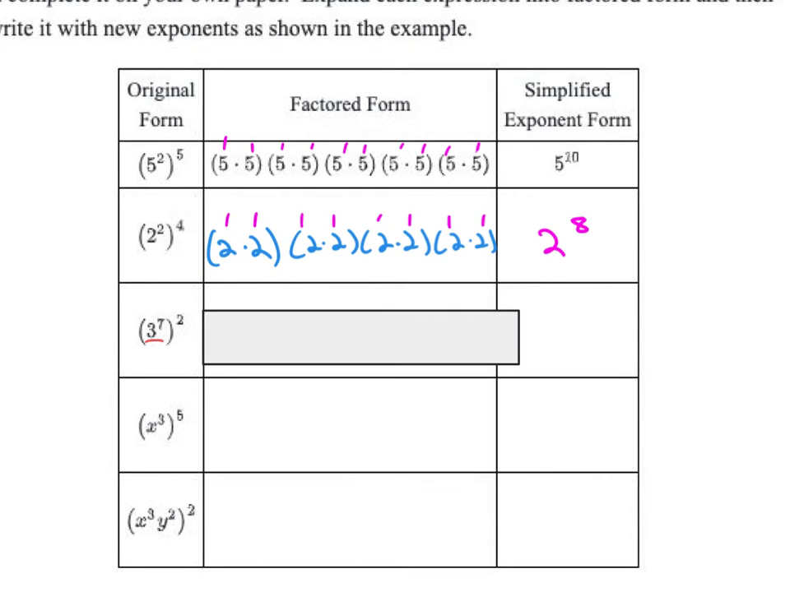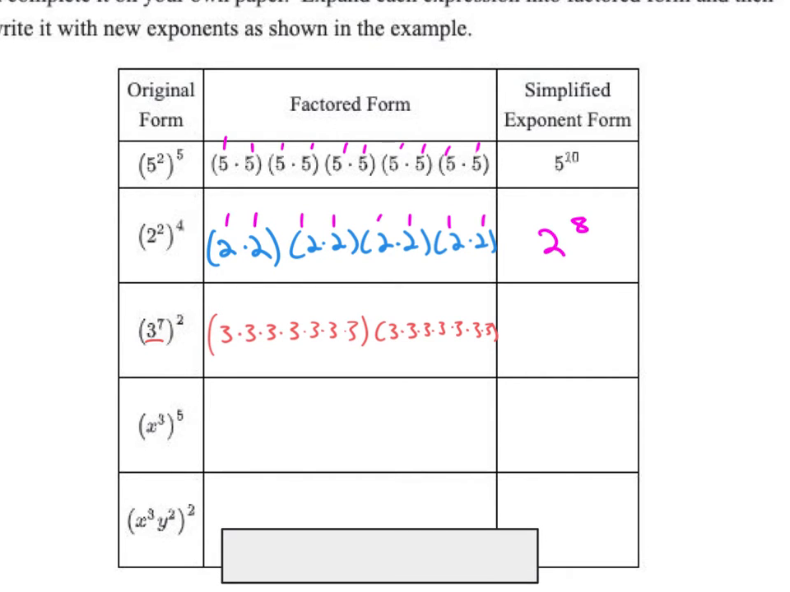So we've got 3 raised to the 7th power raised to the 2nd. So if I were to rewrite that in factored form again, 3 raised to the 7th, I've got 7 3s here, but I've got 2 groups of those 7 3s. So 7 3s and 7 3s, so I'd have a total of 3 to the 14th power. So did your idea work? Did your pattern work?